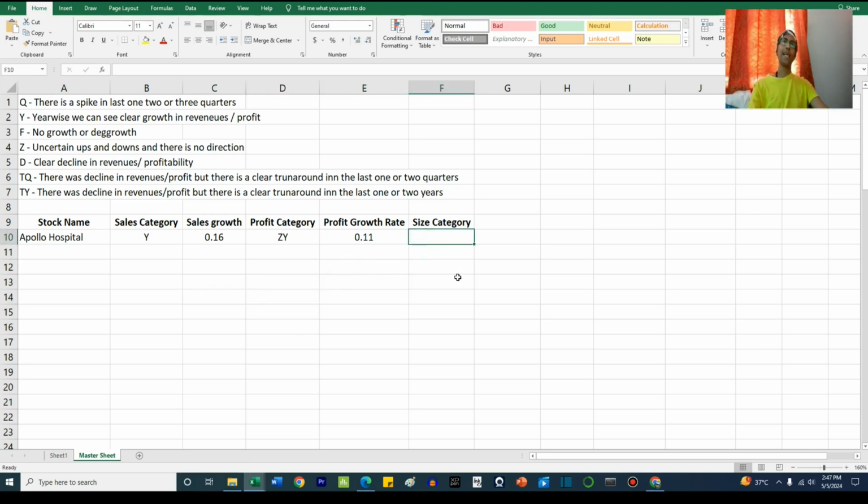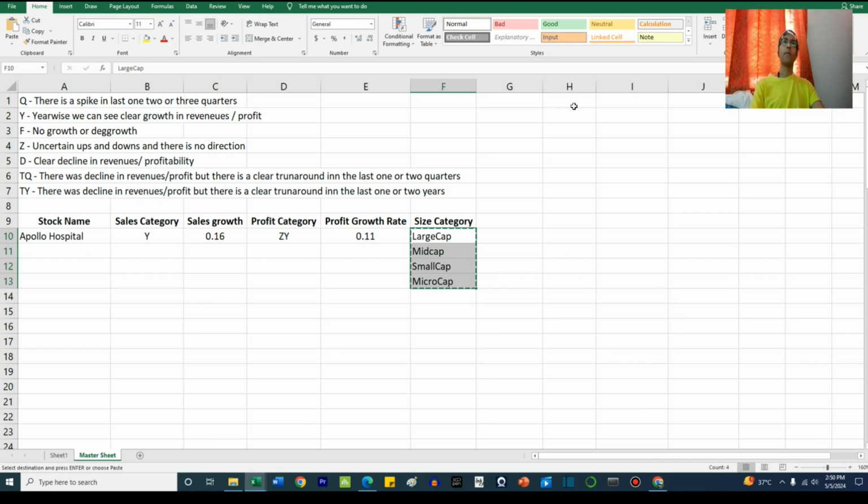Now we come to the size category. Size category means there is large cap, there is mid cap, there is small cap, right? And there is something added also which is called micro cap, which is very popular these days among the retail investors. So we have to cater to the investor. We have to find out all these three. Before finding out the category, let us first define what each of these terms mean.